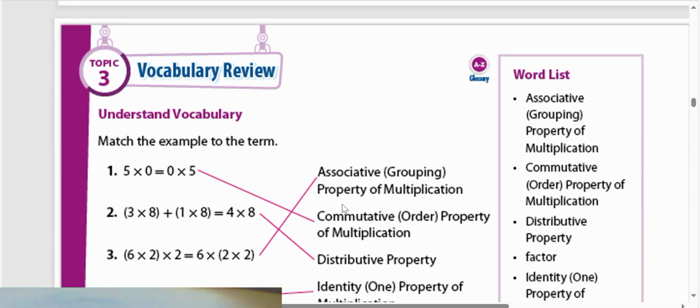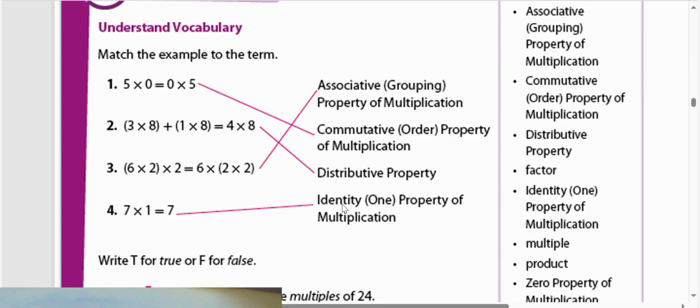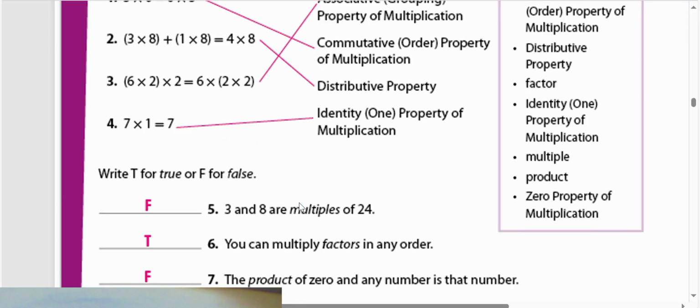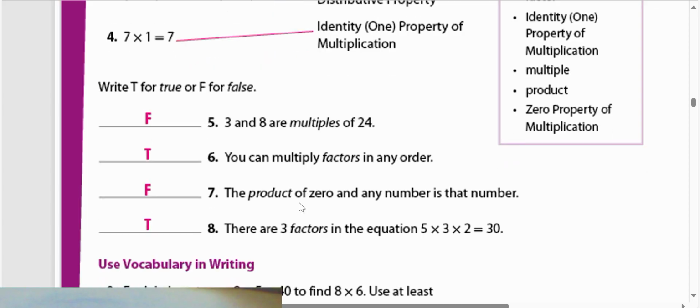Sure, students, review all questions, review the properties. We have here the commutative property of multiplication. We have the order. We have here the distributive property. 3 times 8 plus 1 times 8 equal 4 times 8. We're using these distributive properties. And 6 times 2 times 2 equals 6 times 2 times 2, associative property. Grouping property of multiplication. 7 times 1 equals 7. Identity property of multiplication. Right, true or false.